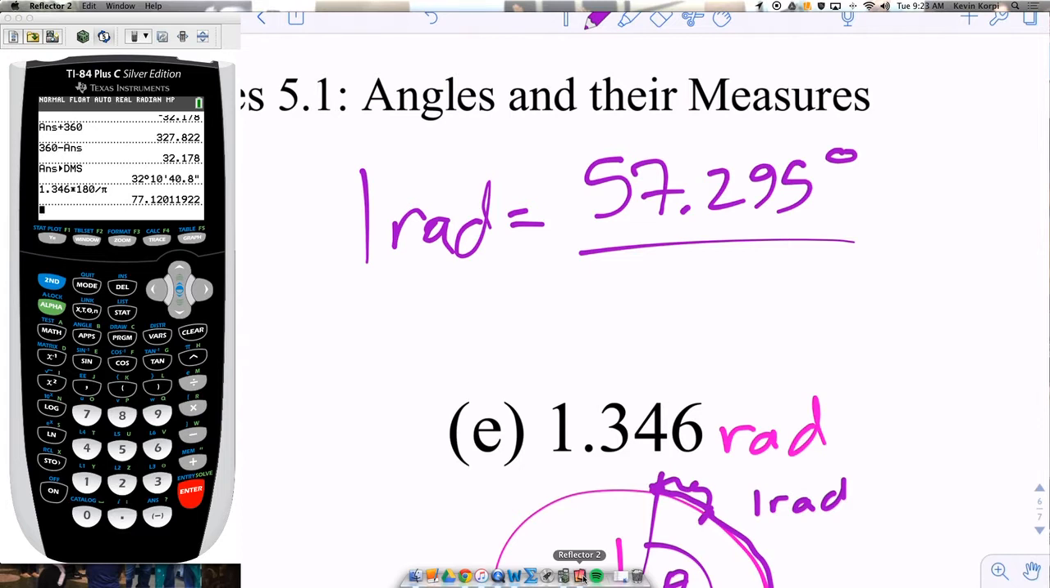60 degrees is how many radians? Pi thirds. 60 degrees is pi thirds. Good. That's one you need to know for sure. Soon enough, okay?